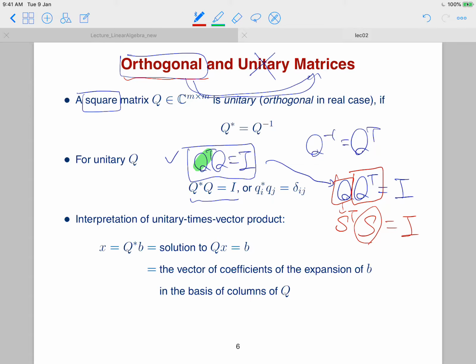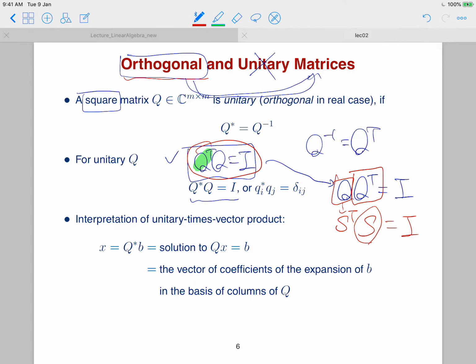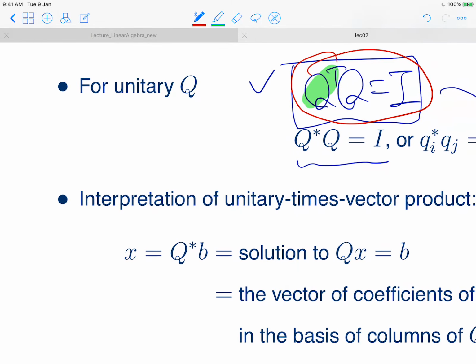Which are, I mean, where every pair of columns are orthogonal to each other, and also, I forgot to mention the additional condition that each column length should be 1, right? And then, I think we proved this in the previous class, right?